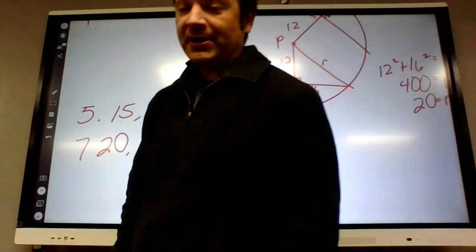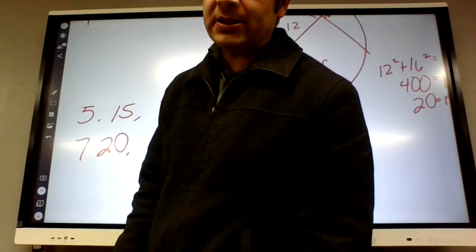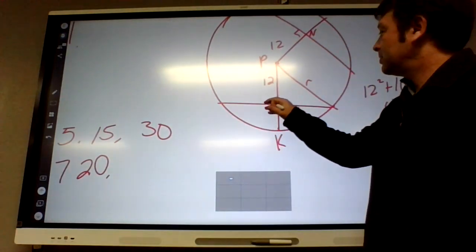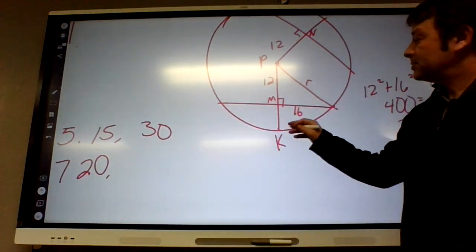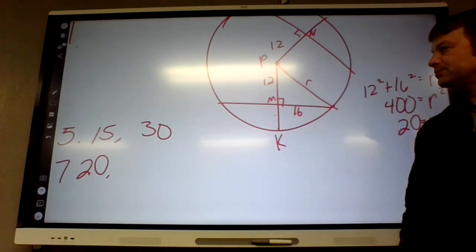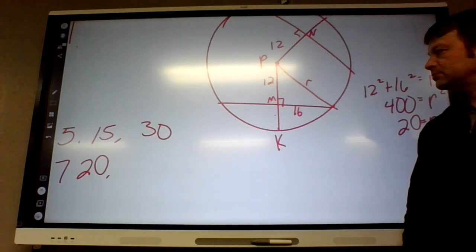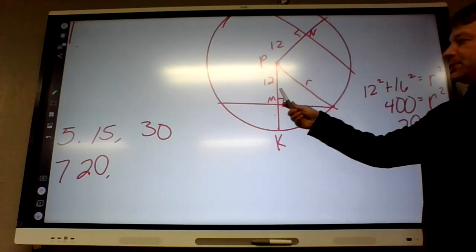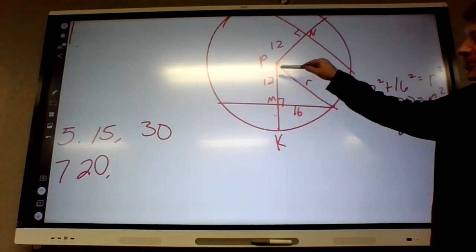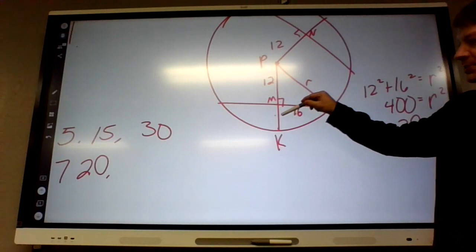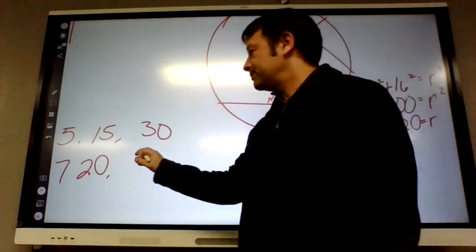There is a second question on number 7, and that is MK. MK is right here. How could we find MK? You just subtract 12 from 20. The whole radius we just said was 20, and this part is 12. So this part is 20 minus 12, which is 8.